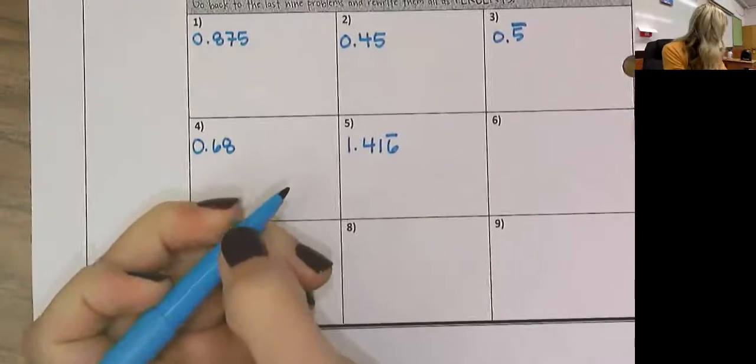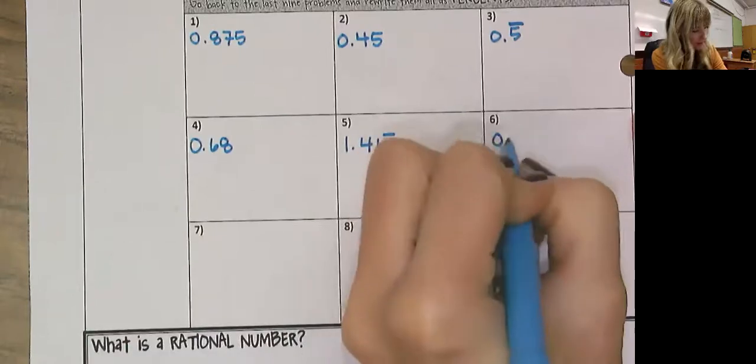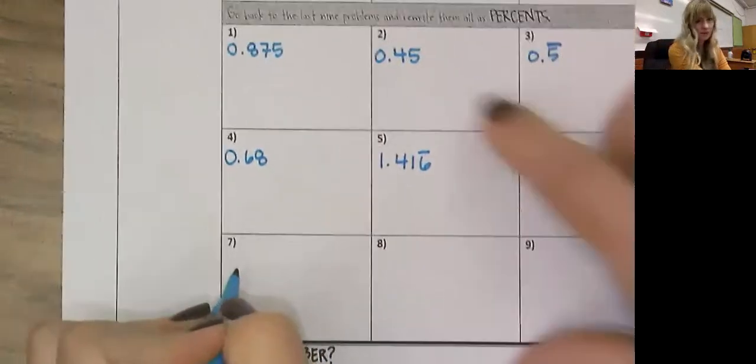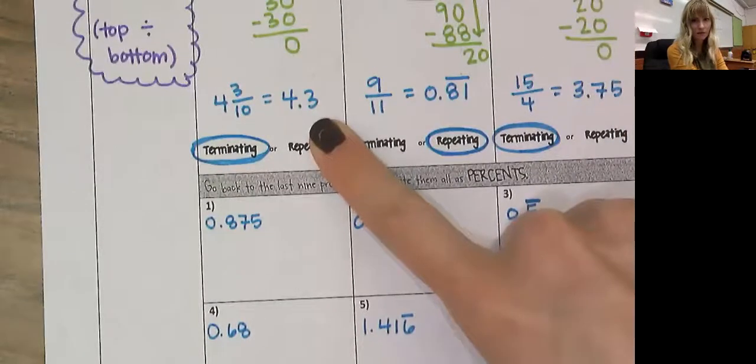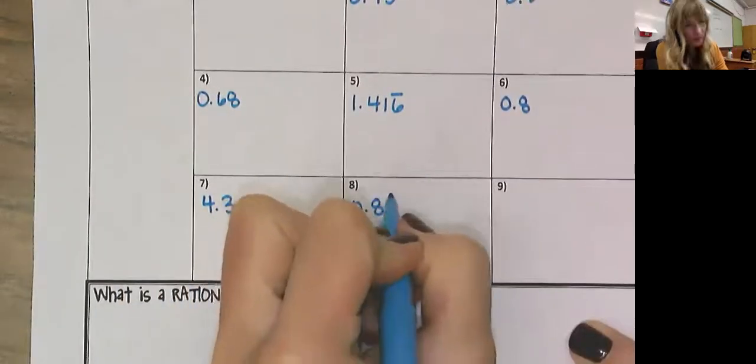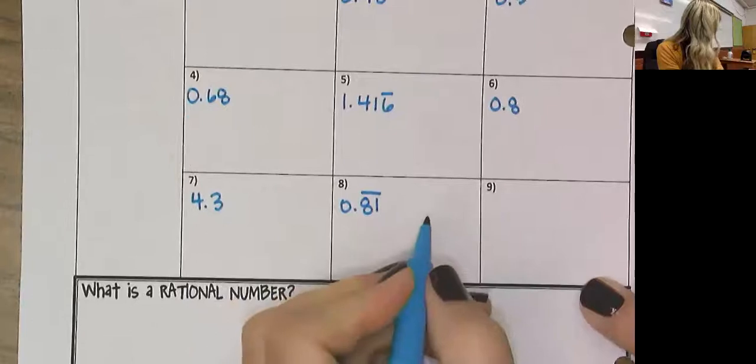So that one is 0.68. That didn't feel quite right. So 0.68 and then 1.416 repeating. And then number 6 was 0.8. Number 7, we just did that. That's right here. We got 7, 8, 9 right here. 4.3, 0.81 repeating, and 3.75.